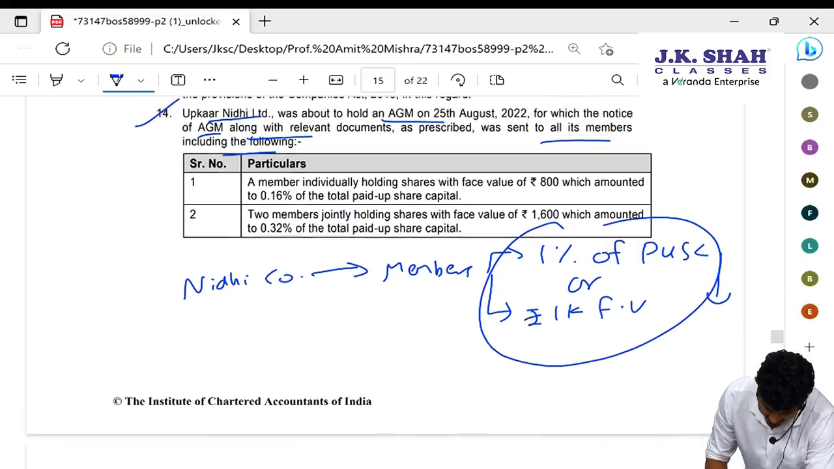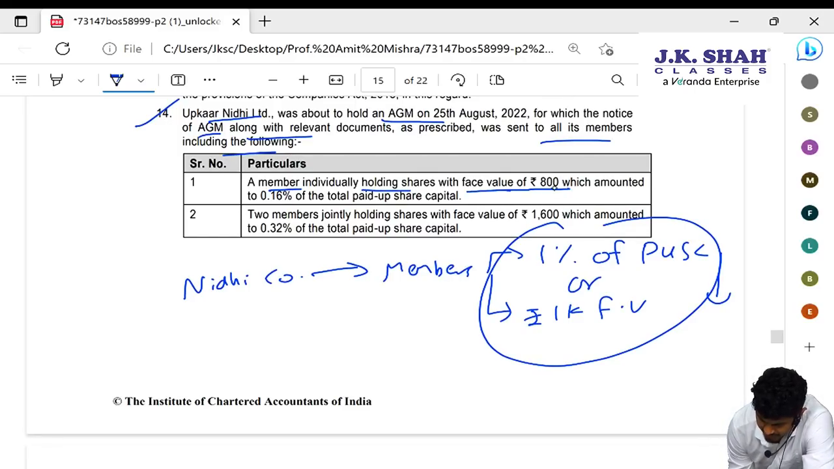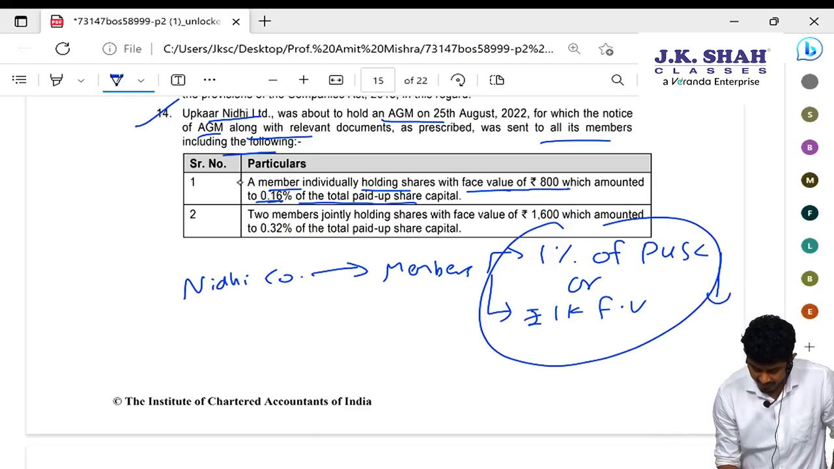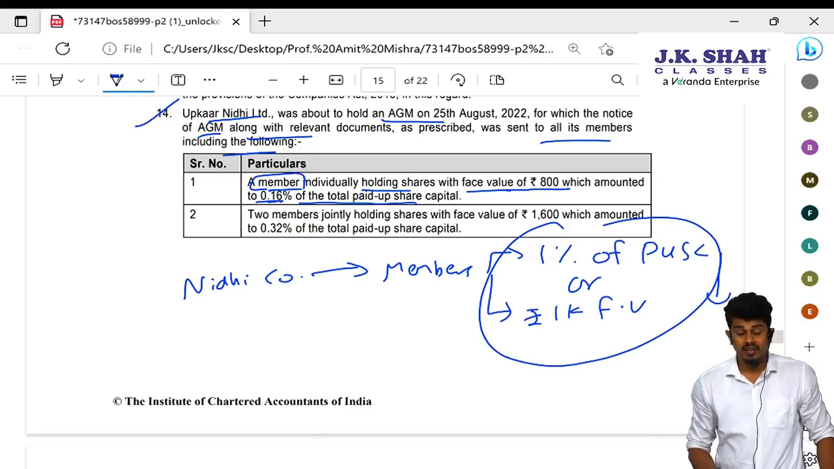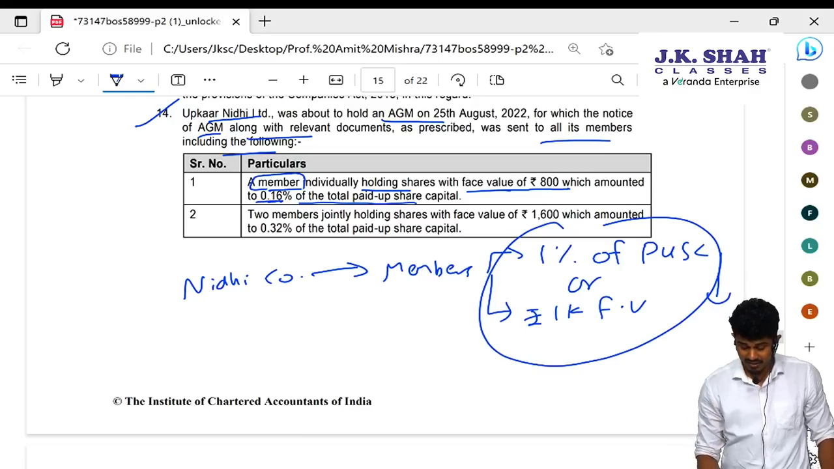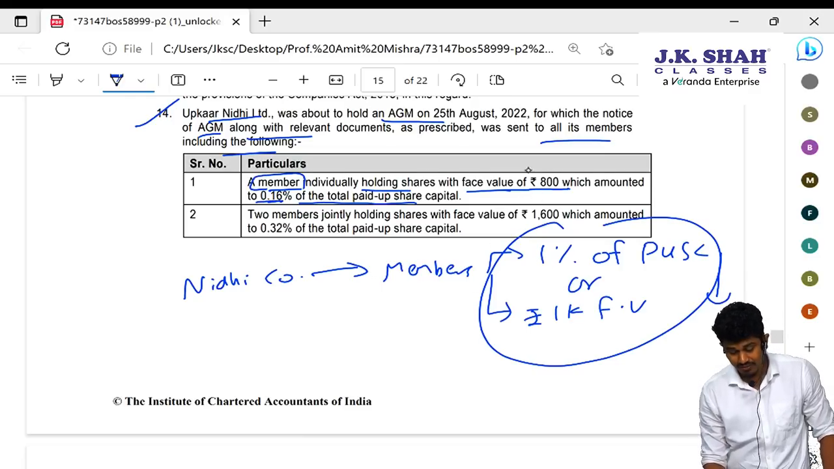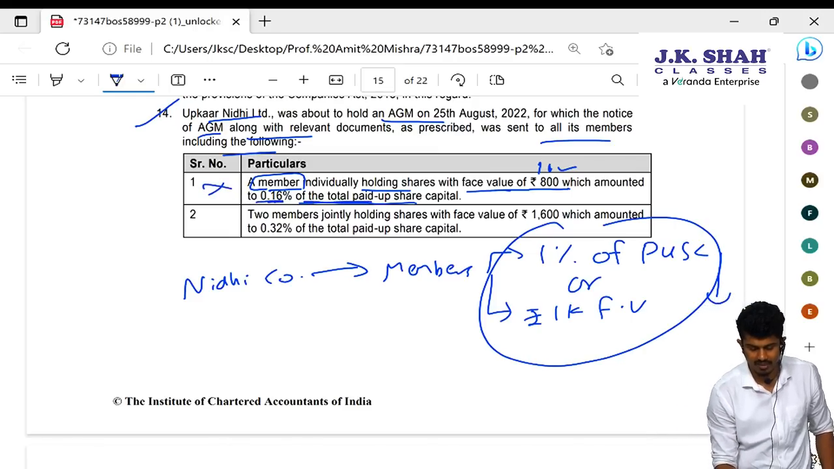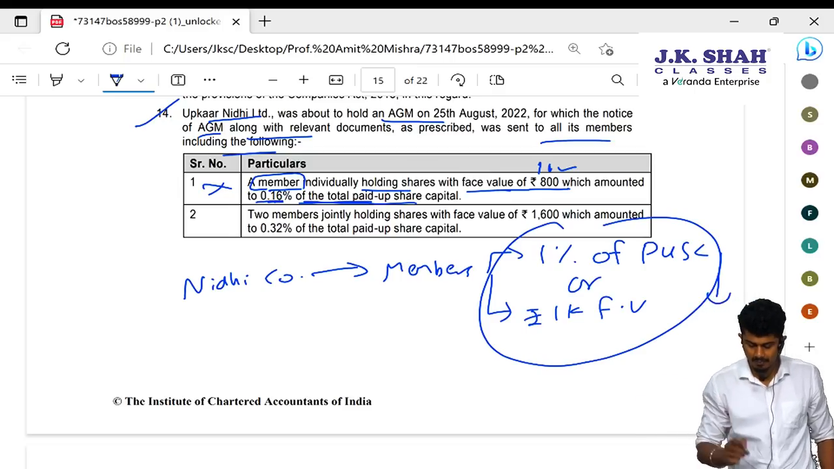Okay, let us see. A member individually holding shares with face value of 800, which amounts to 0.16% of total share capital. Can I say this member is not holding shares of an amount which is 1000 in face value? Neither is he holding shares which is 1% of paid up share capital. So they will not get personal notice.